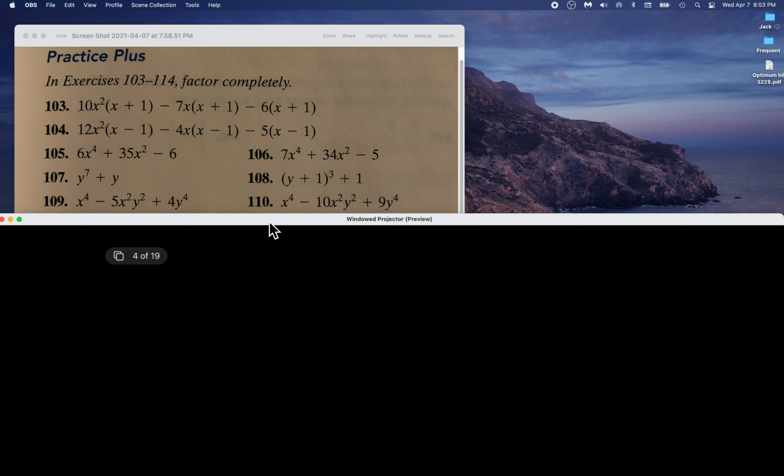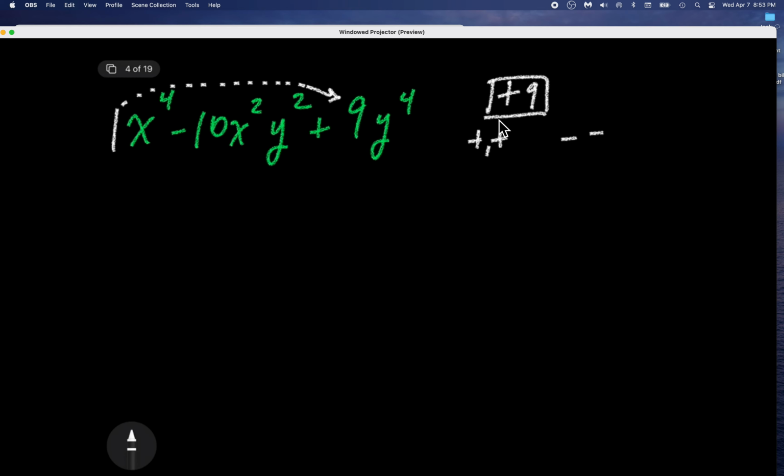There's two ways to get a positive number when you multiply. You can either multiply two positives or two negatives. We then look at the middle term. The fact that that middle term is negative 10 means we have to be dealing with two negatives. So what two numbers multiply to positive 9 and add to negative 10? The answer is negative 9 times negative 1.